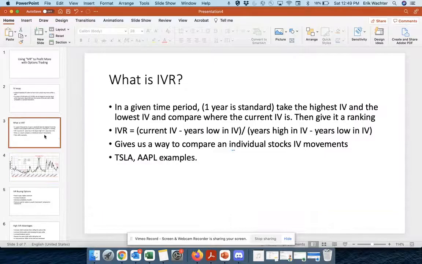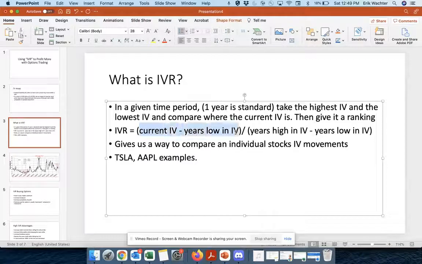So this is basically just what I said: take the highest and the lowest, compare where the current IV is, then give it a ranking. And here's the calculation. Most trading software can tell you this. So it gives us a way to compare an individual stock's IV movements.